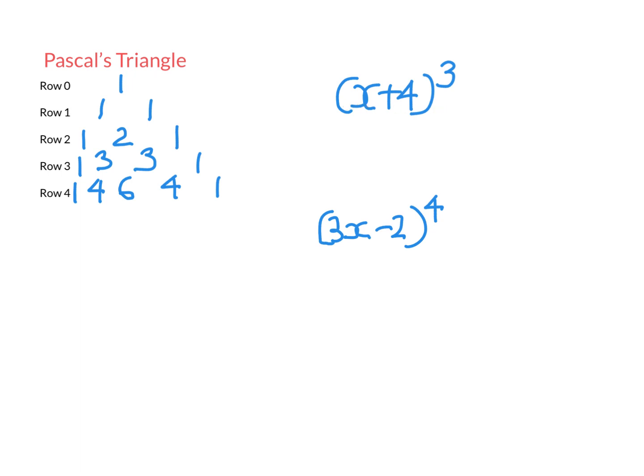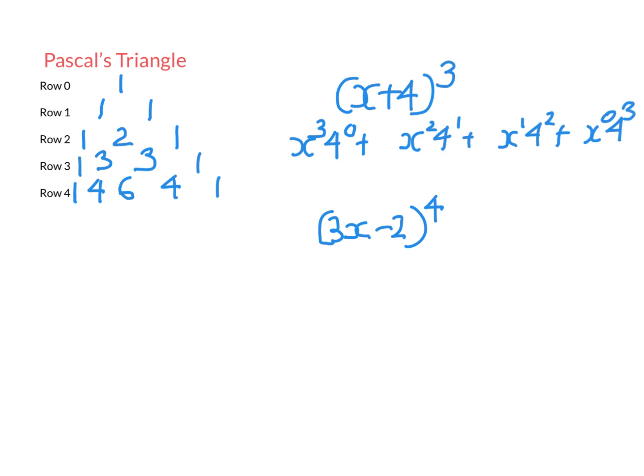See, when I want to multiply x plus 4 to the power of 3, I can do this. I can start with the first thing raised to the power, in this case 3, and then the second thing I'm going to raise to the power of 0. So each term as I go along, I'm going to decrease the power of x, decrease the power of the first thing, and increase the power of the second thing. Then I'm going to decrease the power of the first thing, increase the power of the second thing, and then decrease the power of the first thing, increase the power of the second thing.